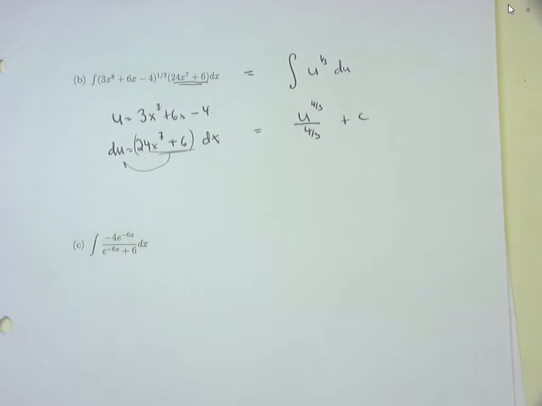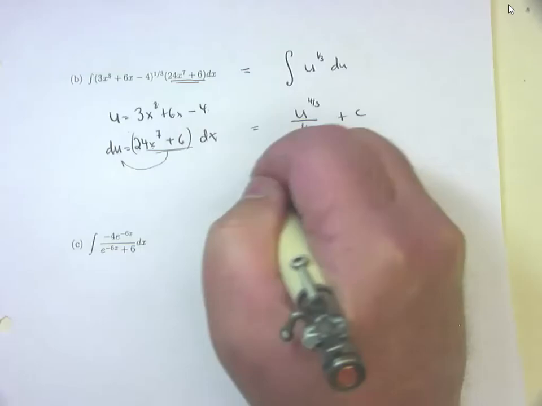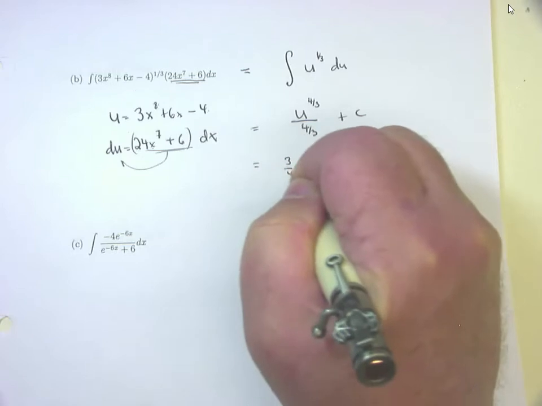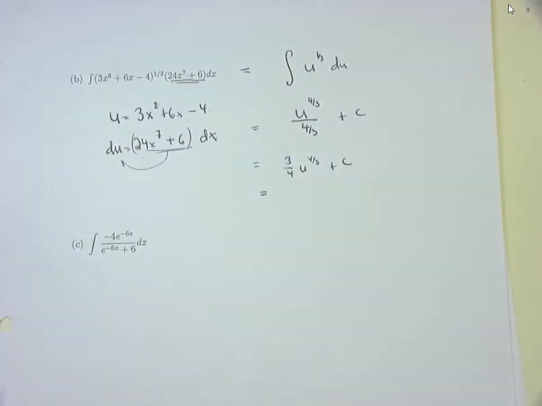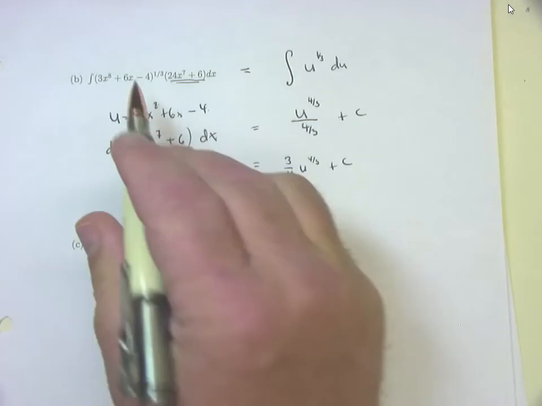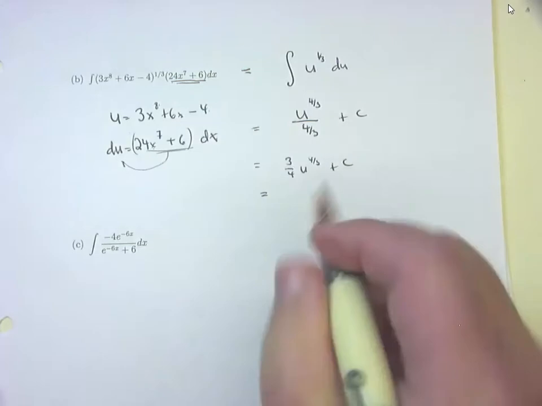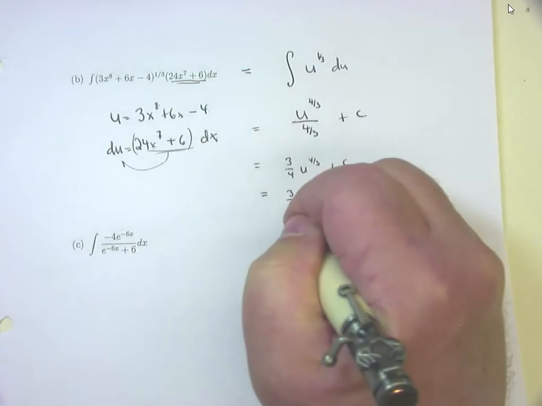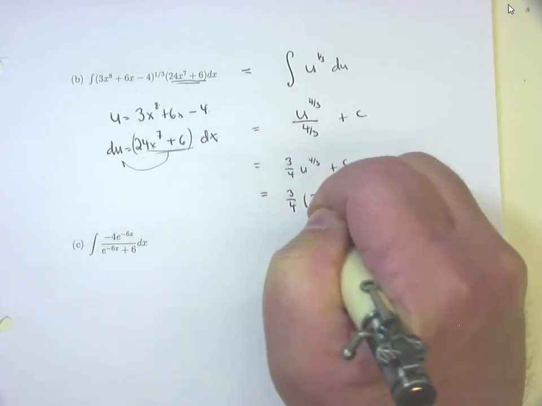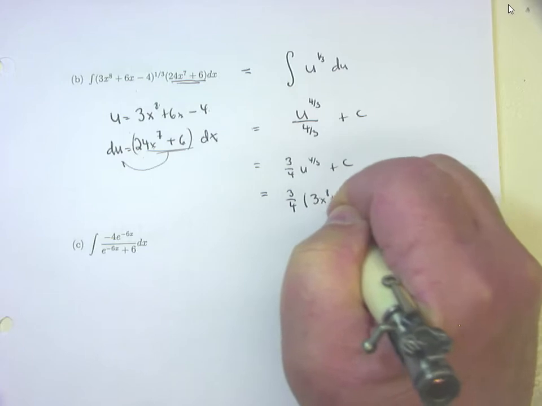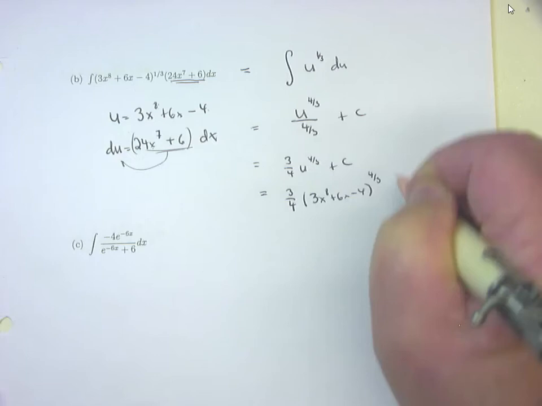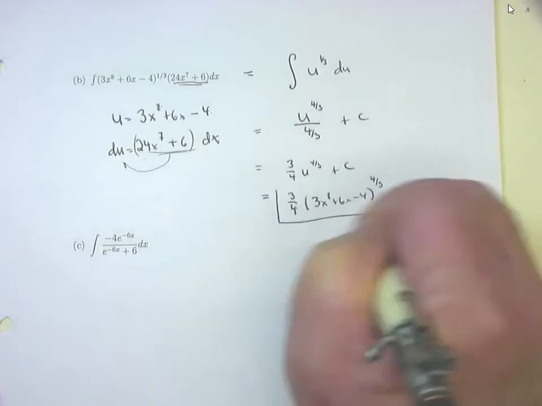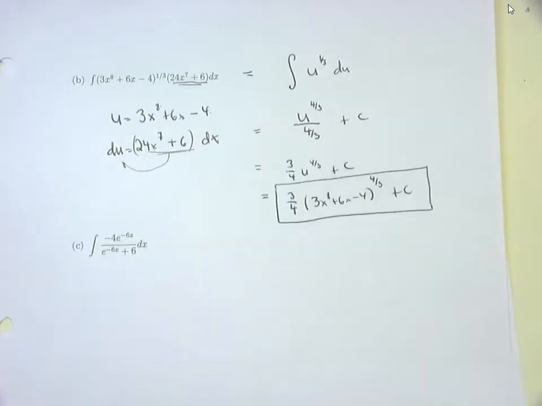Multiply by the reciprocal. Invert and multiply. So this turns into 3/4 u to the 4/3 plus c. And then the last thing you're going to do to get your answer is back substitute. The original question was in terms of x, so your answer's got to be in terms of x. So this is 3/4 times (3x to the 8th plus 6x minus 4), that's your u, raised to the 4/3 power, plus c. That is my answer.